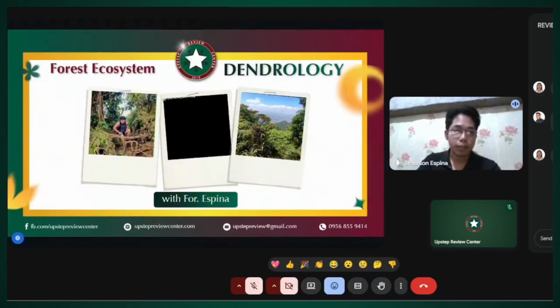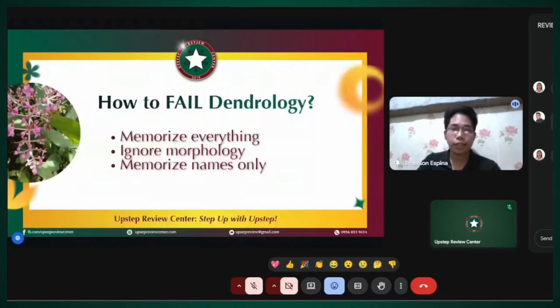Moving forward, how to fail dendrology. These are the three things. First, memorize everything. If you attempt to memorize everything, you will surely fail, because focusing on essential concepts is the key, and trying to memorize everything is inefficient.